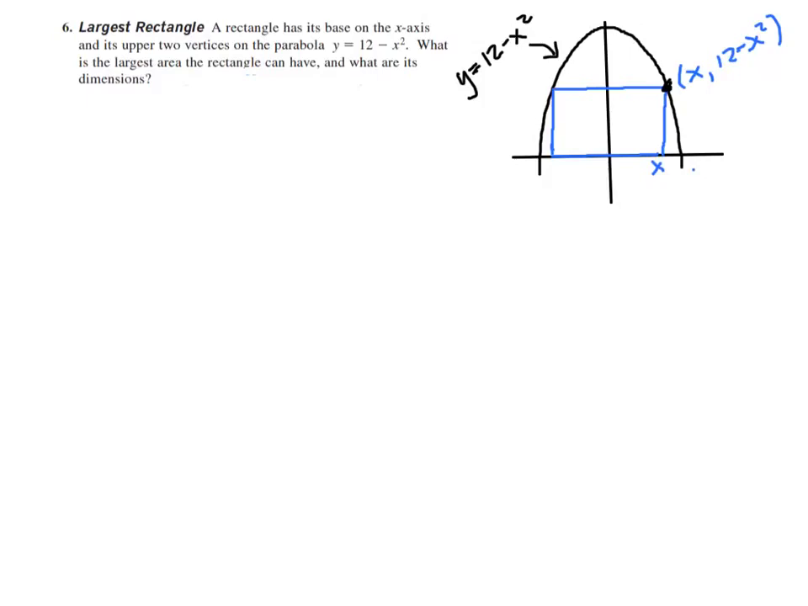In this problem, we have a rectangle that is inscribed inside of a parabola, y equals 12 minus x squared. What's the largest area the rectangle can have, and what are its dimensions?